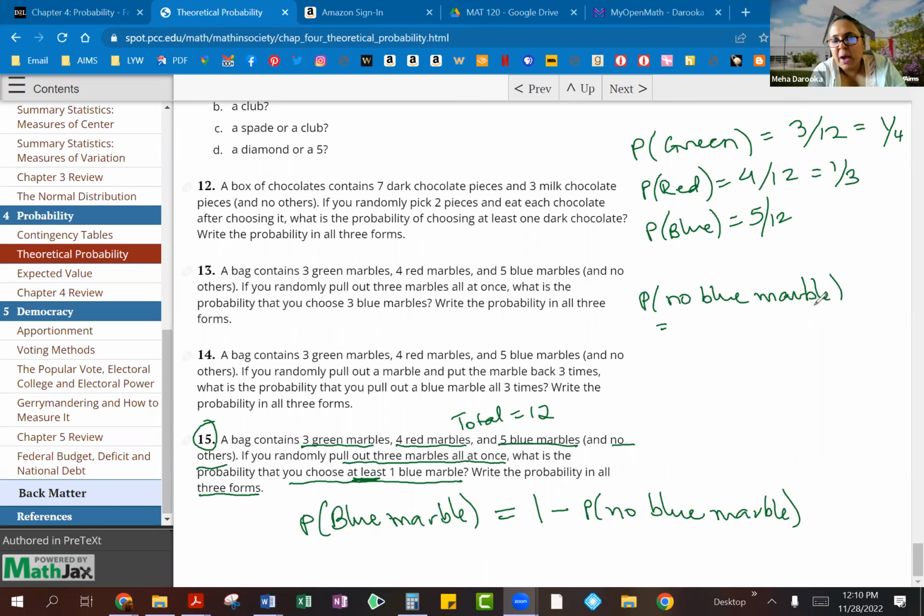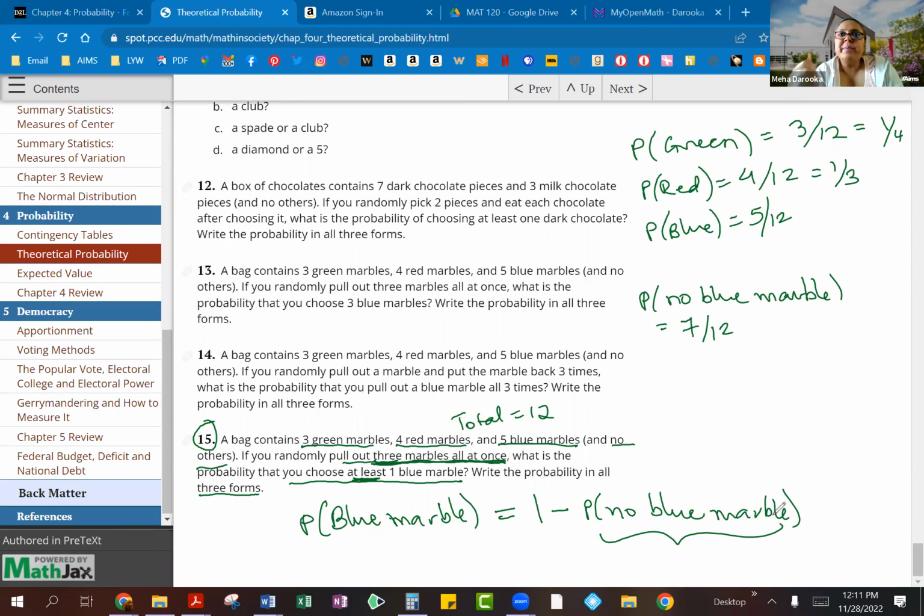When we're talking about the probability that we do not choose a blue marble, which automatically means it could be red or it could be green, right? So that's 3 plus 4, which would be 7 out of 12. Now we are still talking about choosing all 3 marbles at the same time. So choosing all 3 marbles at once, how would you go about and do that probability then?